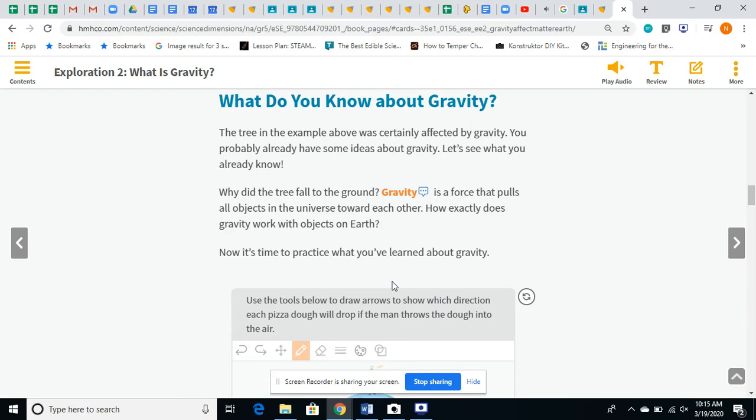Gravity is a force that pulls. That word pulls is really important, guys. Pulls. Gravity pulls all objects in the universe towards each other, not down, but towards each other. We are pulled down towards Earth, and guess what? We pull Earth towards us. How exactly does gravity work with objects on Earth?